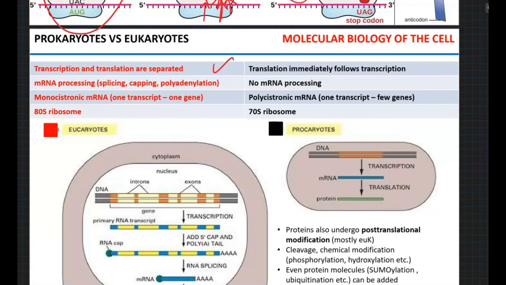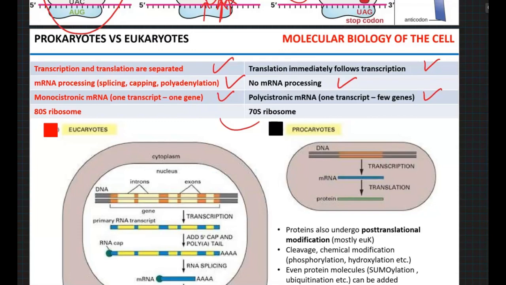In prokaryotes, they are practically simultaneous. In eukaryotes, mRNA is processed: splicing and other modifications. In prokaryotes, it isn't. Different ribosomes, and then eukaryotic mRNA is monocistronic, and prokaryotic is polycistronic. So let me explain what it means.